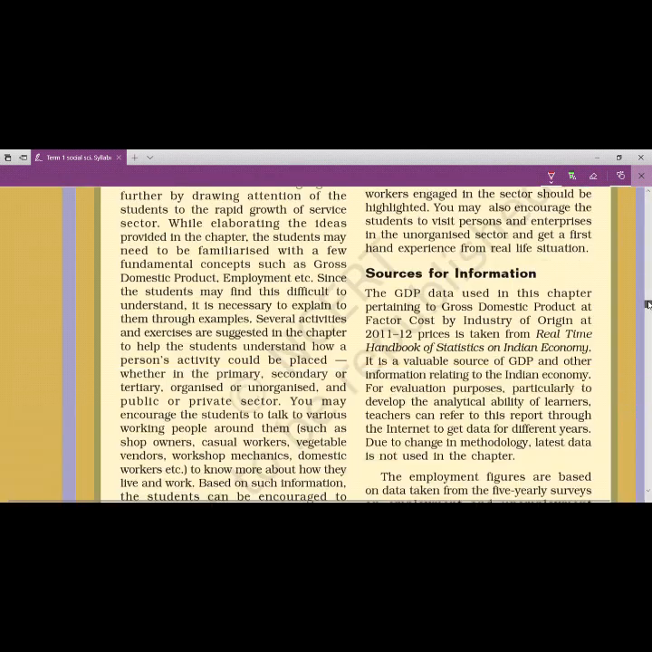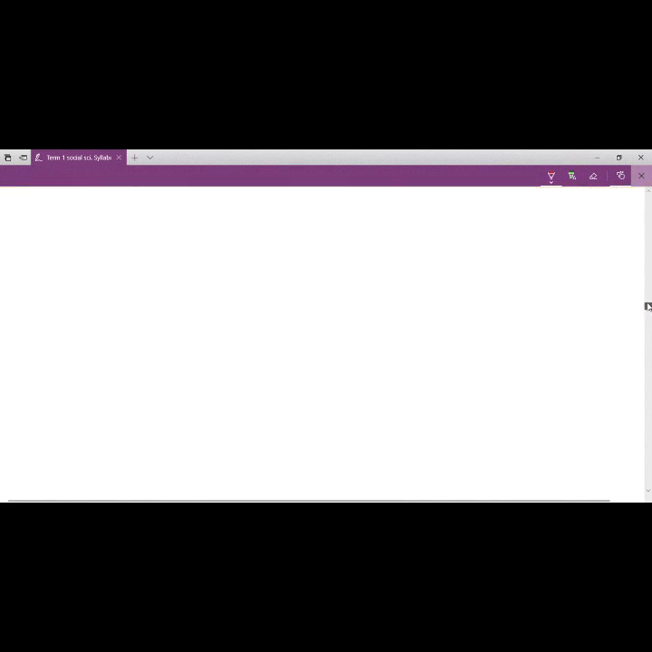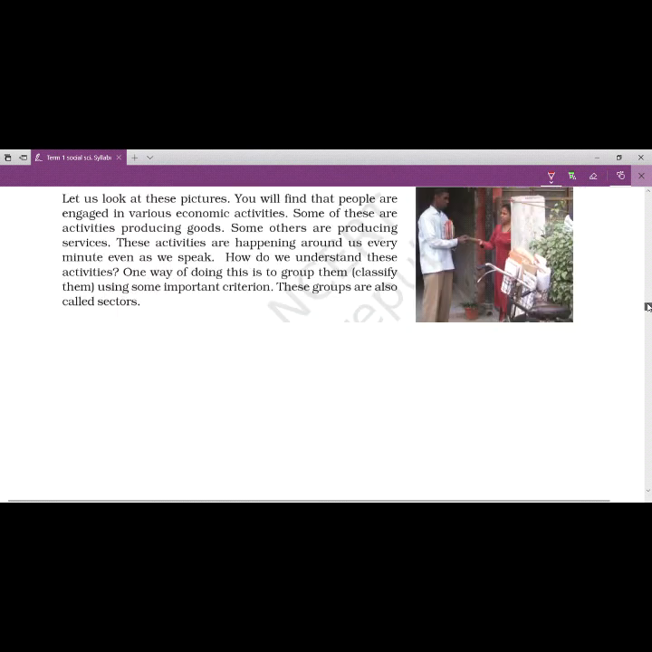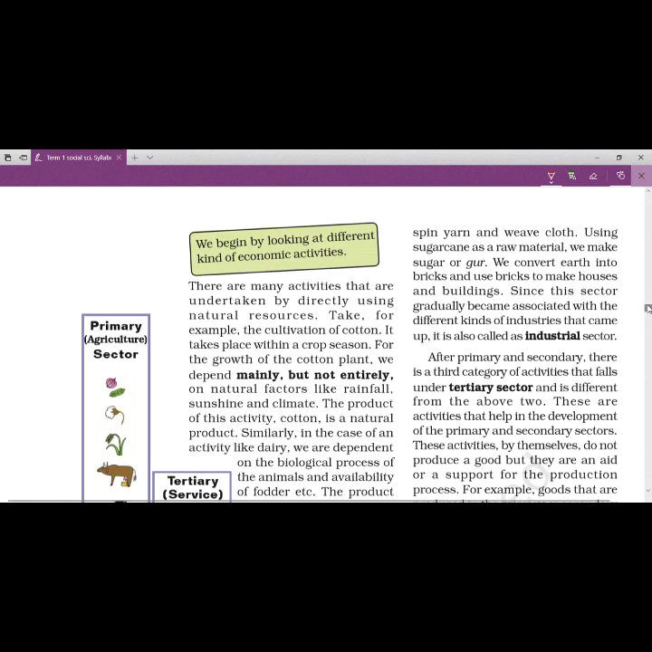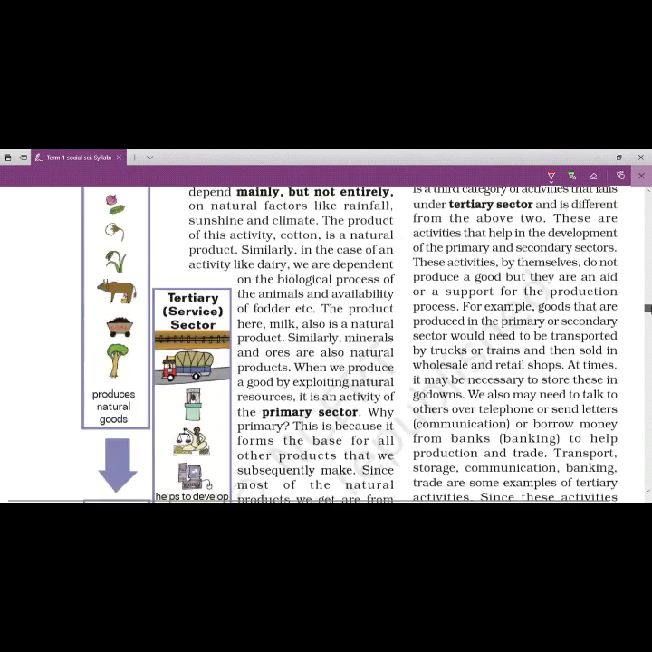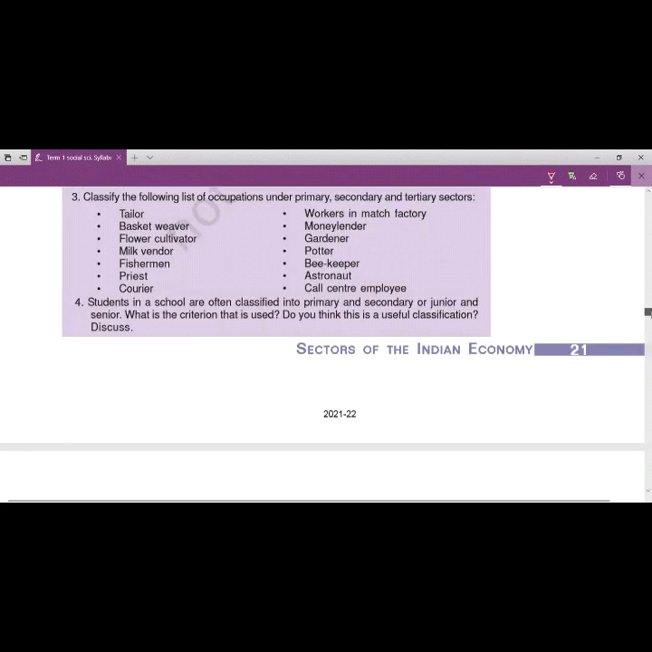Then we move to the next chapter, Sectors of Indian Economy. Tertiary sector, primary sector, industrial sector. What is the other name of the secondary sector? Industrial sector. What is the other name of the tertiary sector? Service sector. Okay.